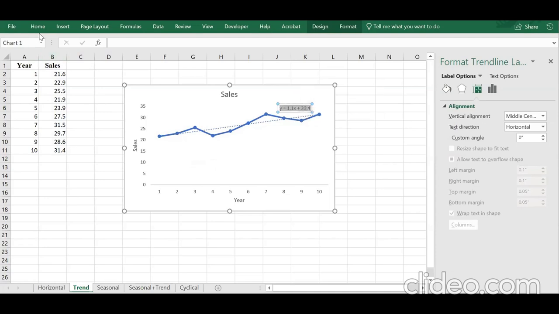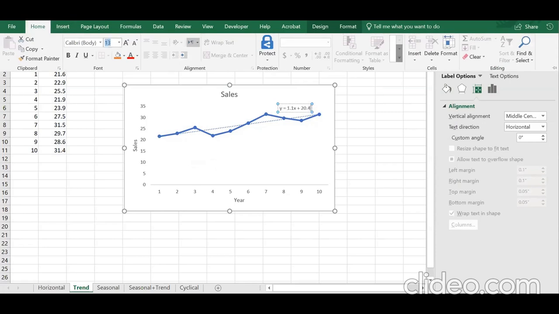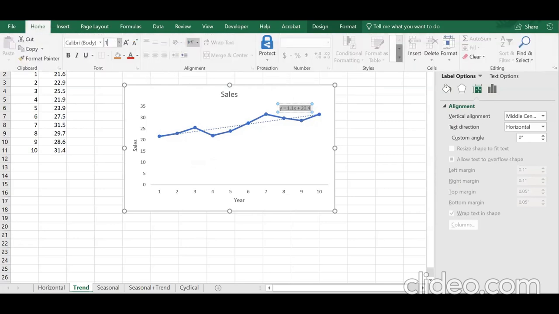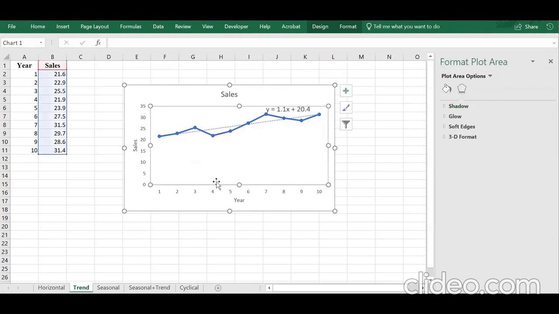Which tells us that there is an increasing trend. So we expect the sales to increase from one year to the next year by 1.1. So there is a positive slope, so the sales trend is positive. So this would be a case of trend, a consistent, long-term, gradual movement in either an upward or downward direction. This is what we call a trend pattern.